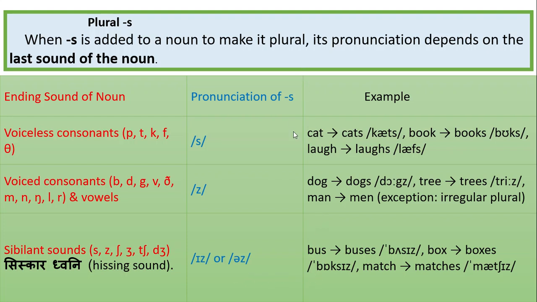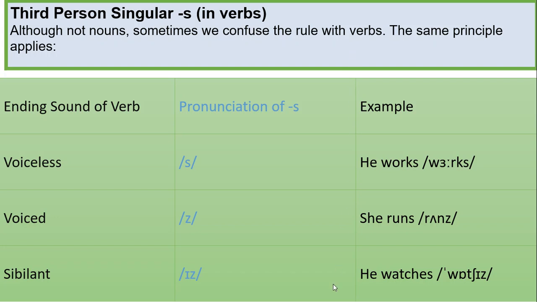Now, sibilant sounds. What are sibilant sounds? The sounds s, z, sh, zh, ch, j. It is also known as the hissing sound. So when we add s or es at the end of words ending with these sounds, its pronunciation is iz. For example, bus, buses, box, boxes, match, matches.